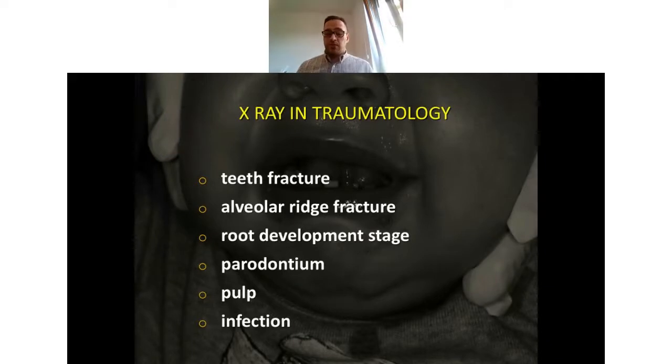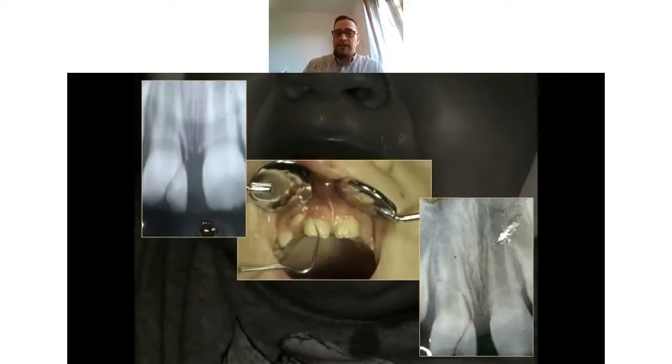Root development stage is really important when we talk about pediatrics, because we need to know if the stage of the root development is complete or not. Also, the surrounding tissue, the pulp: is it exposed or not? And if there is any infection, because sometimes the complication of the trauma may be shown on X-ray images. So it is something that we need to take care of. It needs to be looked at.